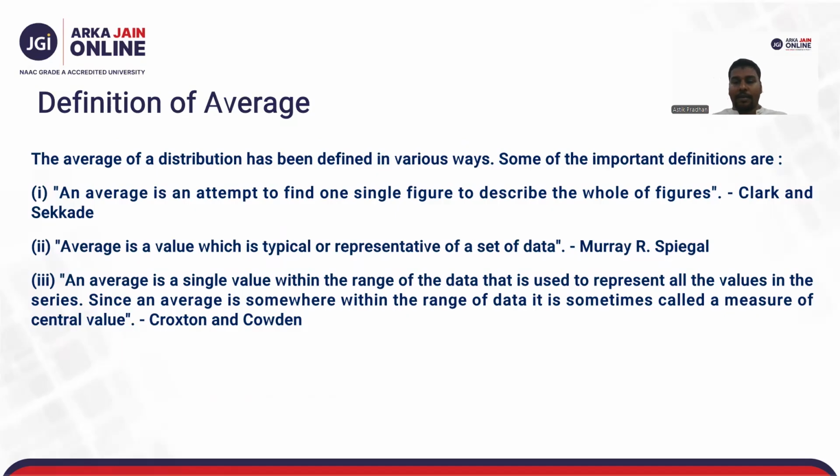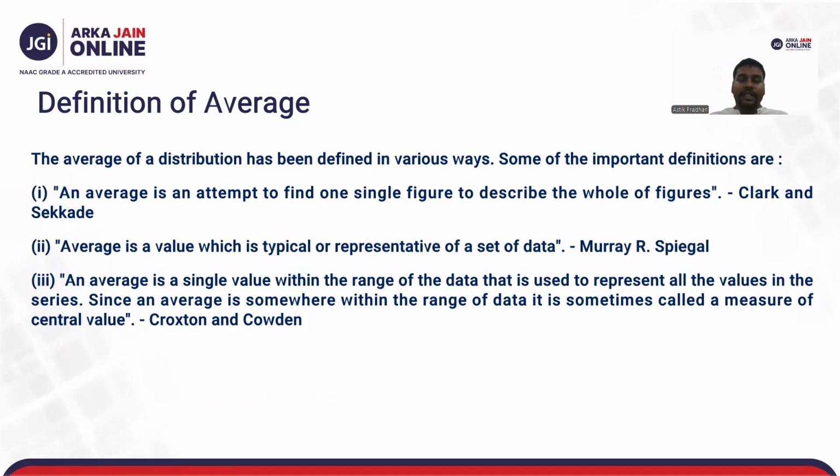Now, another definition is provided by Murray R. Spiegel: average is a value which is typical and representative of a set of data. So based on one value, you are going to represent the whole data set. That is what Murray is trying to define. Now, the third definition, given by Croxton and Cowden, is that an average is a single value within the range of the data that is used to represent all the values in the series.